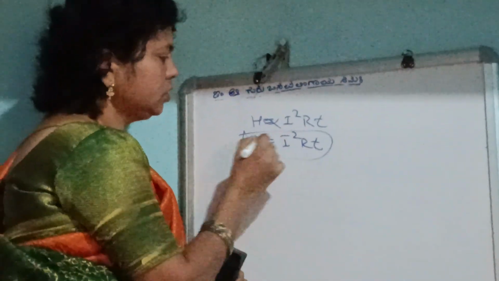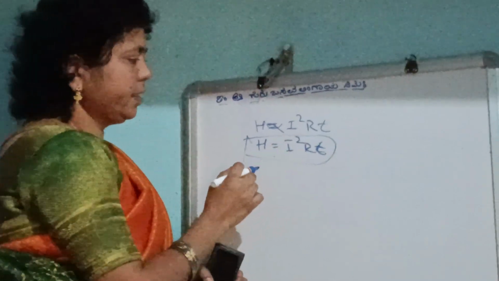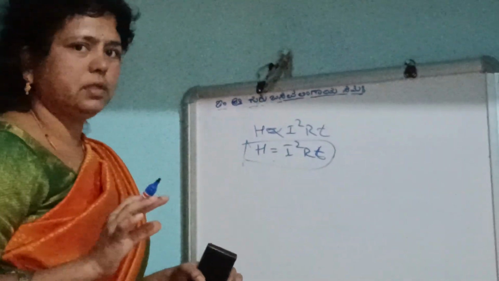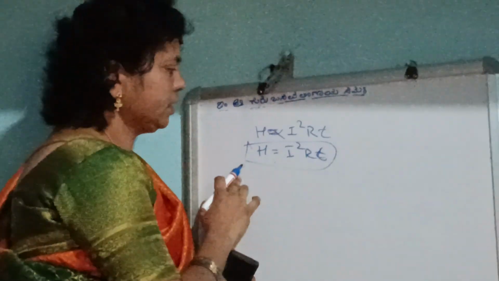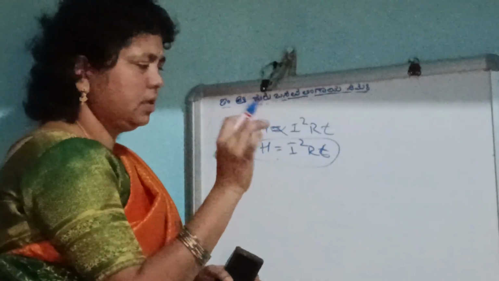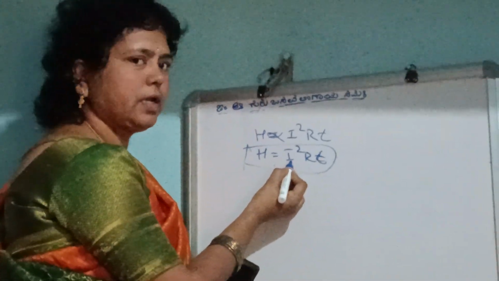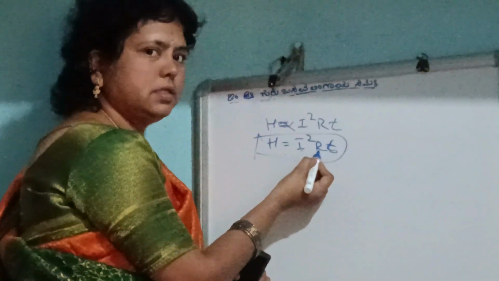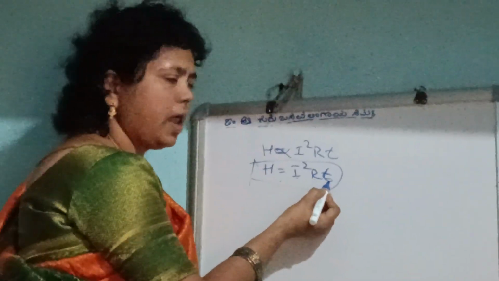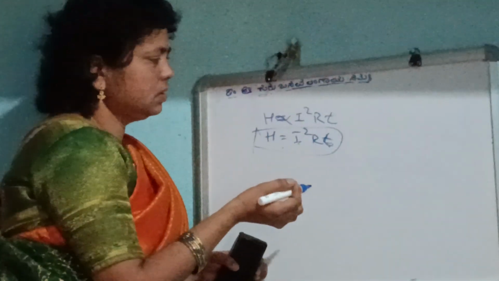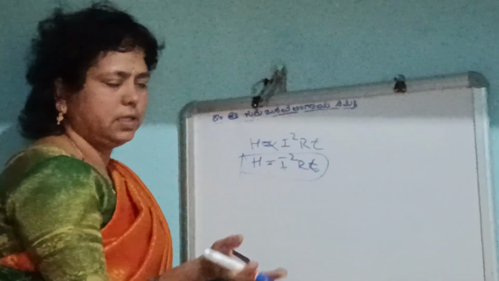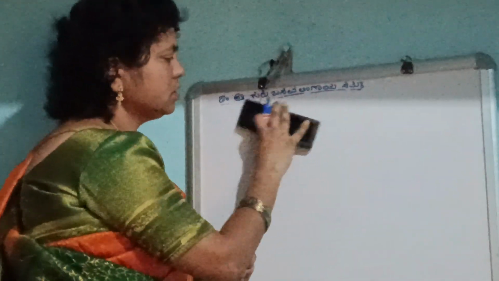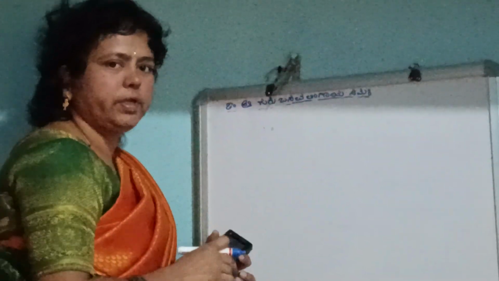Next, the heating effect produced in a conductor depends on the square of the current, the resistance of the resistor or conductor, and time. The longer the current flows, the more heat is generated. There are many practical applications of the heating effect.